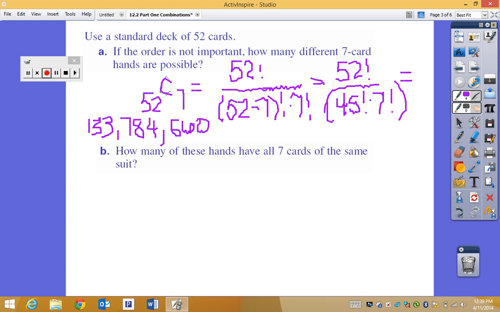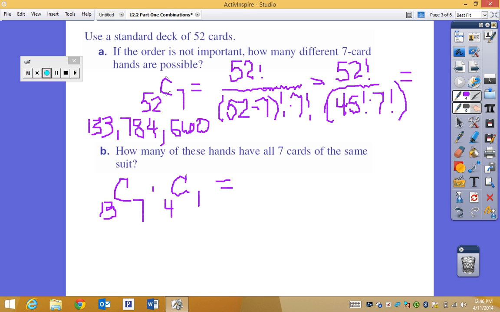The next question says, how many of these hands have all 7 cards of the same suit? All 7 cards being the same suit. So here's how we work this one out. Our first combination is that there are 13 cards in a suit, and we're going to pick 7 of those cards. And also we need to talk about the suits. We will multiply that by, there are 4 suits in a deck, and we are going to select one of the suits.